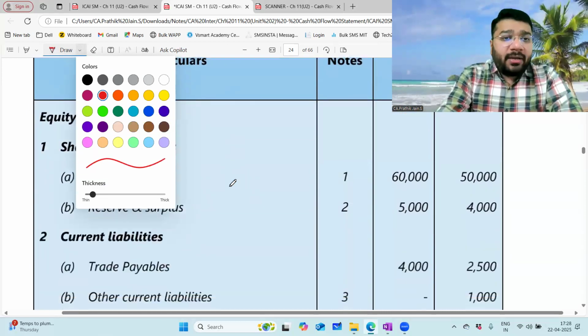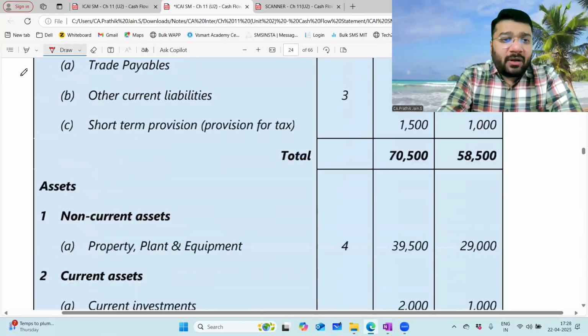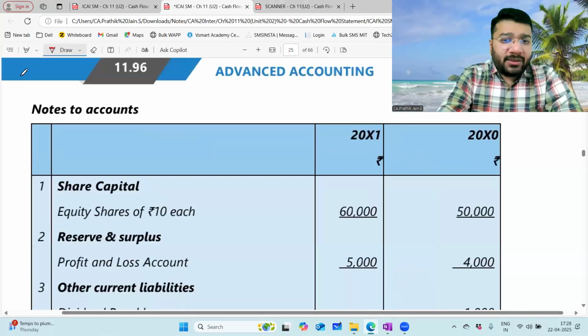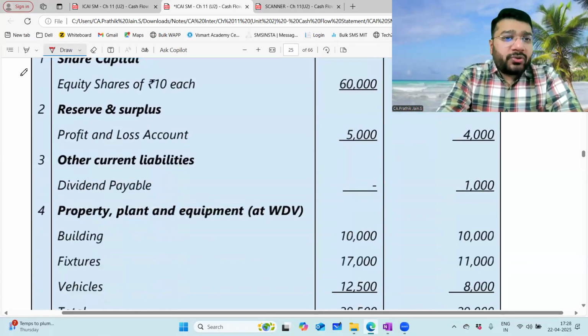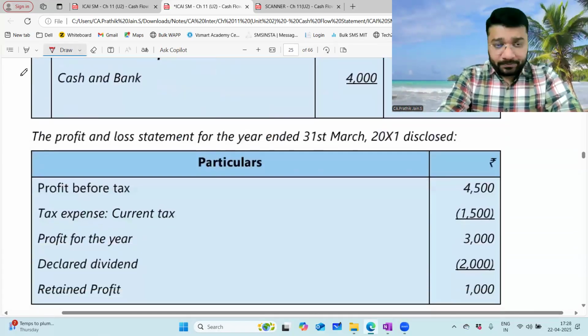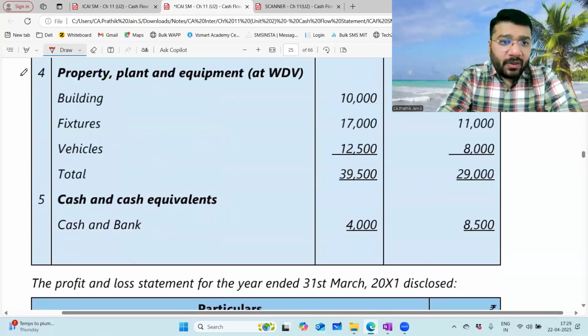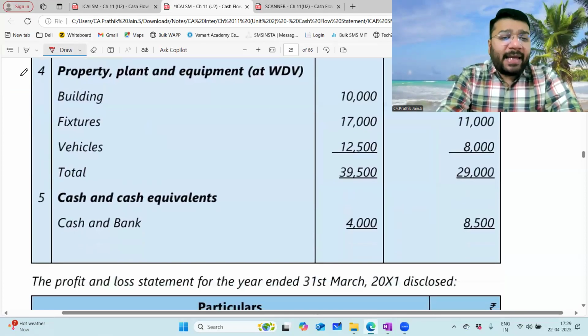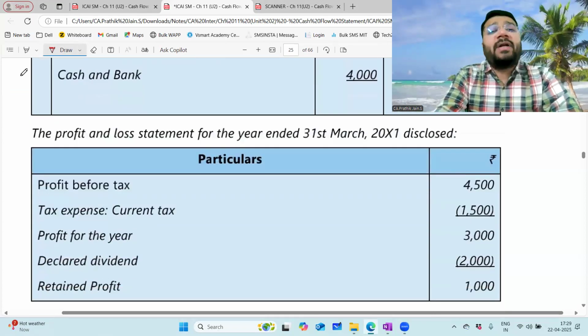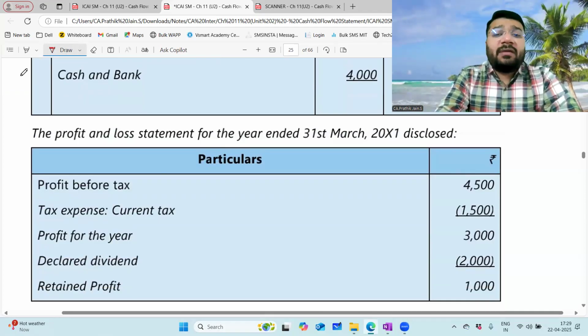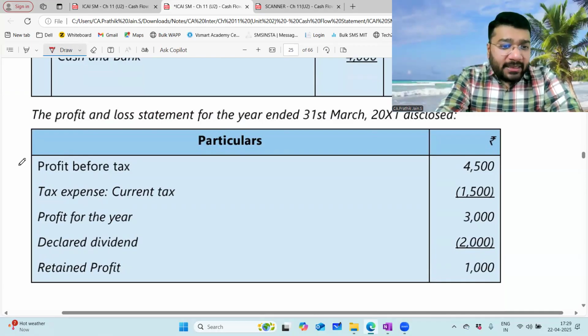Okay. I'm not reading the balance sheet because it does not give me any information as such. So I'm interested in notes to accounts. Even before that, I'm interested in additional information. So guys, the notes to accounts ends with cash and cash equivalent. Below that, if you see, they've given the profit and loss statement for the year ended 31st March 2001. This talks about profit before tax, tax expenses, profit for the year, declaration of dividend, retained profit.